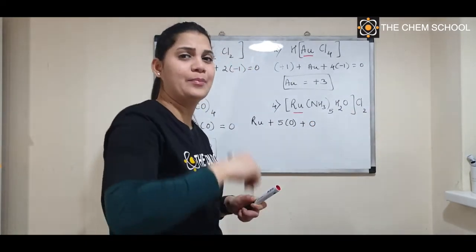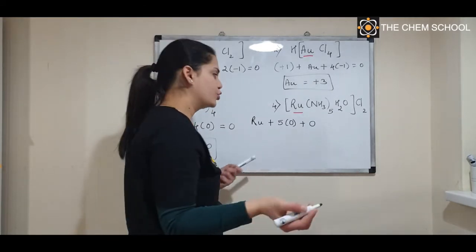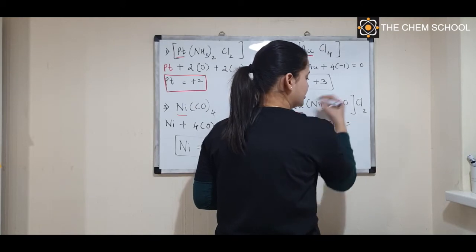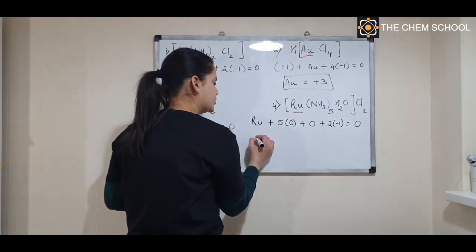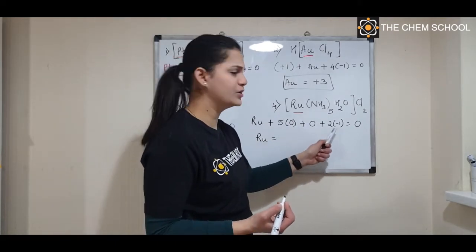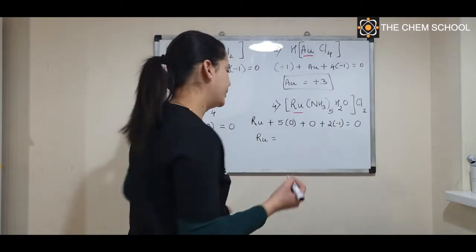but still the charge of chlorine is going to be -1. So 2 into -1, the whole charge will be equal to 0. So the charge of ruthenium in this complex will be, okay, you can see this is all 0, it is just -2, it goes on the other side, it becomes +2.